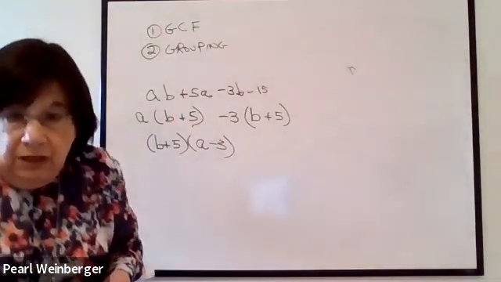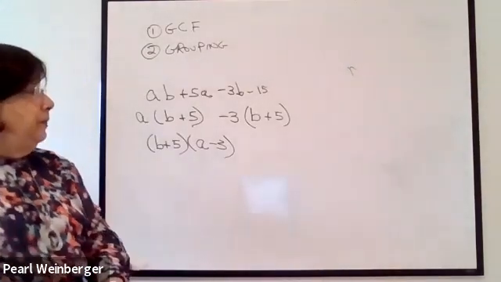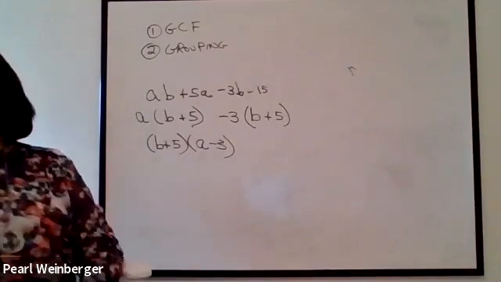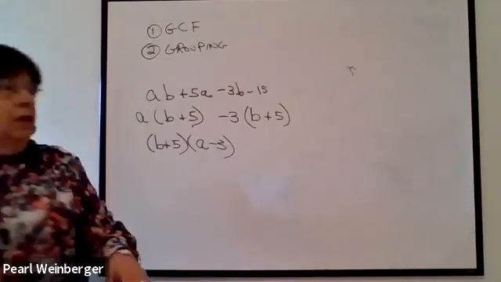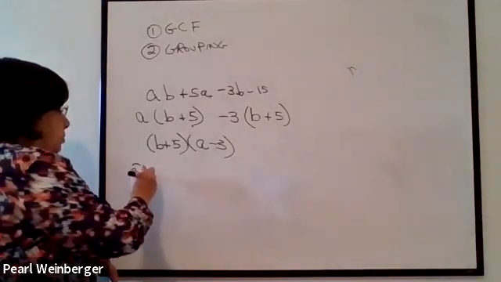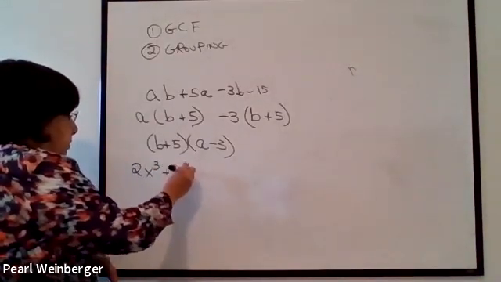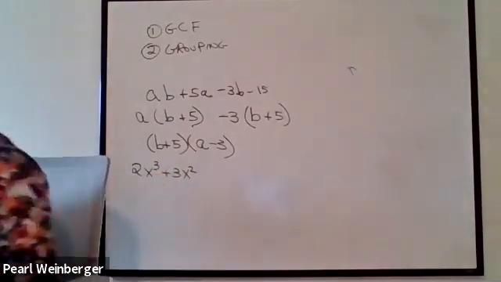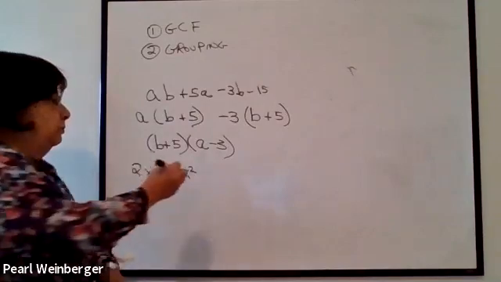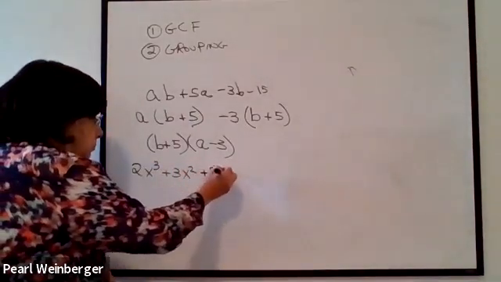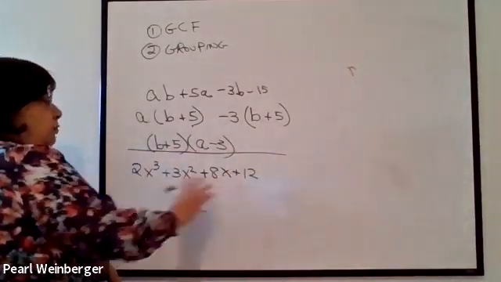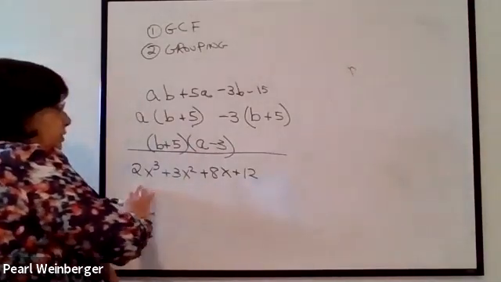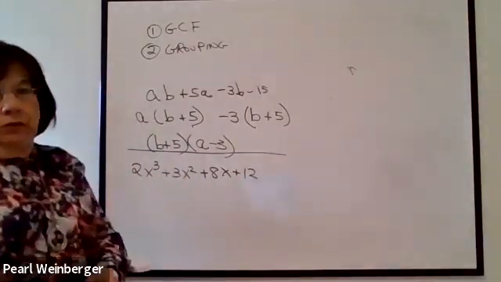You think you're ready to try one of this kind? Okay, let me put one down for you. So I'll give you this one: 2x cubed plus 3x squared plus 8x plus 12. Okay. I'm going to give you a couple minutes to see if you can factor this 4-termed expression by grouping into 2 binomials.